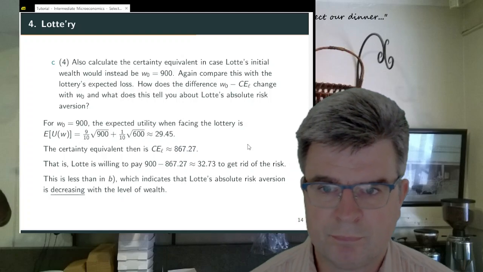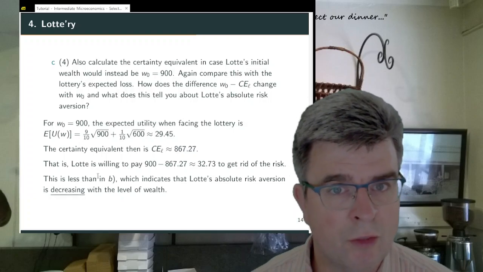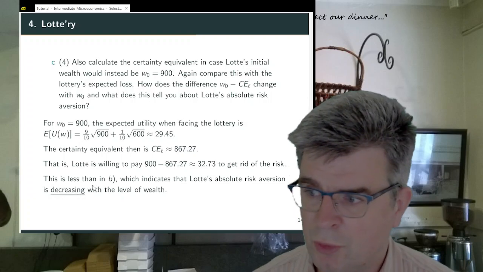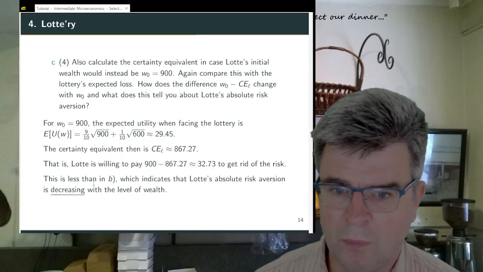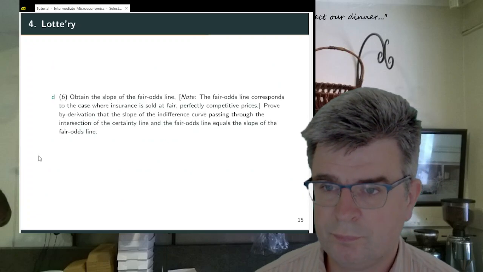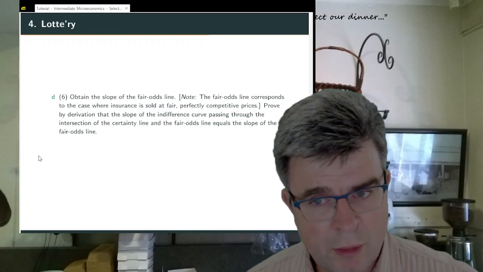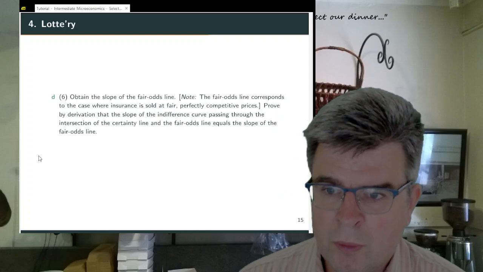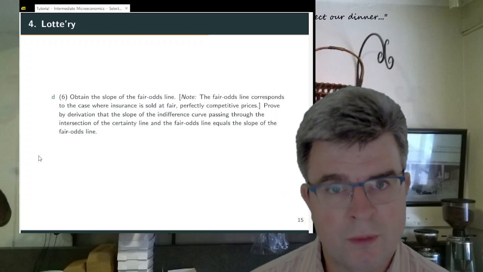So, quite a number of questions in this sub-question, but as you can see from the solutions, the answers are relatively small and straightforward. Then question D is something somewhat more complicated. So obtain the slope of the fair odds line. And then you get a hint.